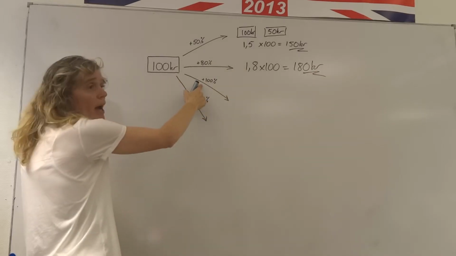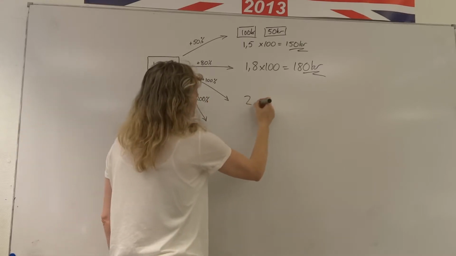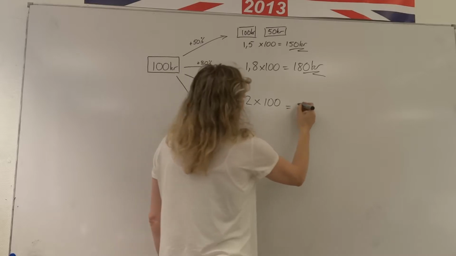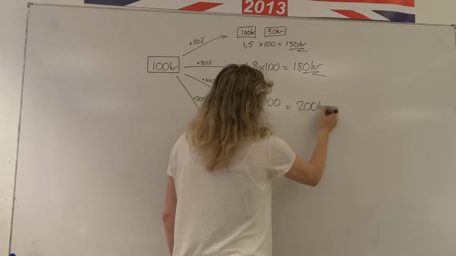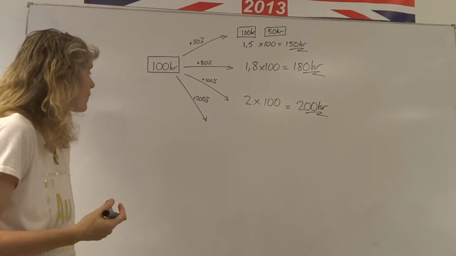If I increased by 100%, it means I've got my 1 plus another 1. I would multiply 100 by 2. I would end up with 200 kronas. I've increased by 100 kronas. My final price is 200 kronas.